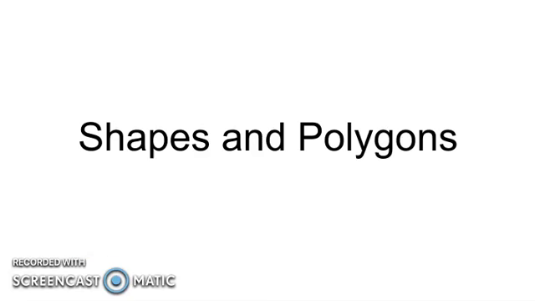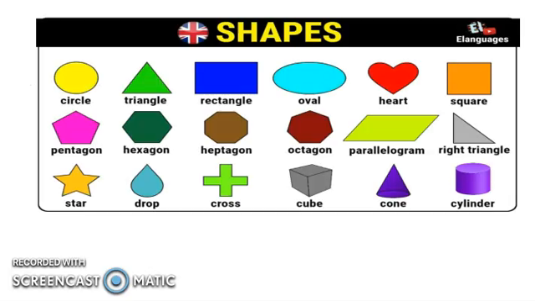Okay, shapes and polygons. So what are shapes? The basic definition of a shape is basically anything that is confined into a 2D space. Here are some examples that will generally give you the idea. The most important ones here are the circle, the triangle, the rectangle, the square, and the parallelogram.